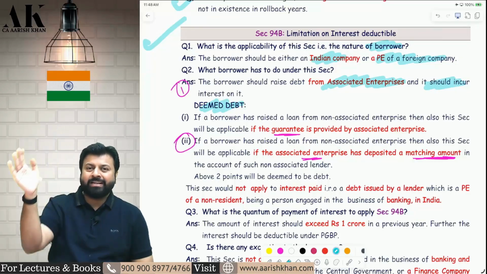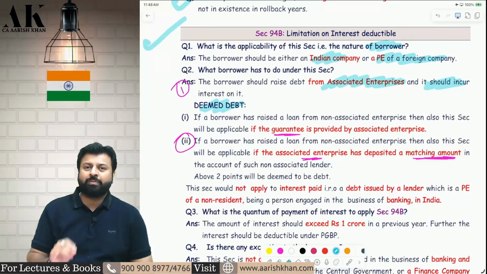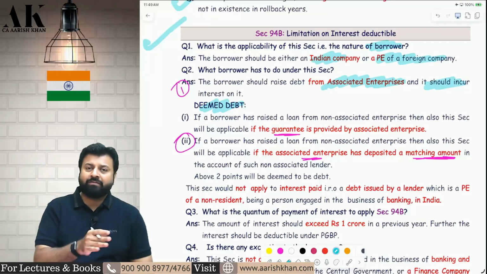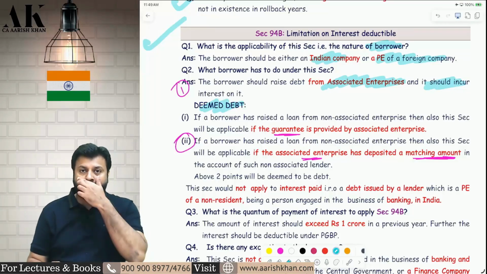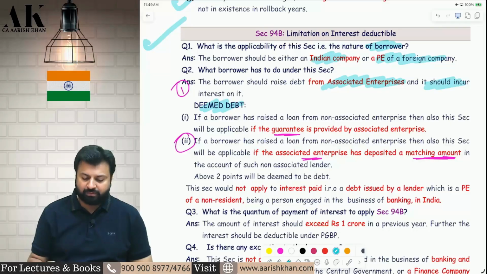If the associate entity is giving 5 crore to a third party, then the third party will give you 5 crore and 1 rupee, and then they will say it is not matching. That will easily evade the provision. Therefore the second view is correct. If the associate entity is giving 5 crore and they are giving you 2.5 crore, still the provision shall apply on 2.5 crore. Still 94B should apply on 2.5 crore. I hope it is clear to all of you.